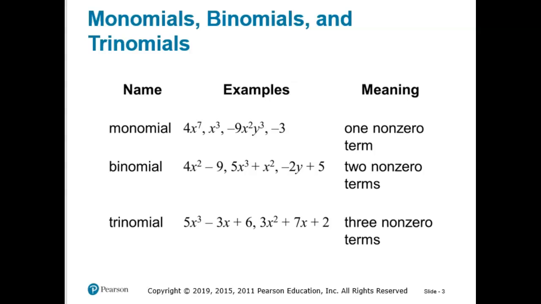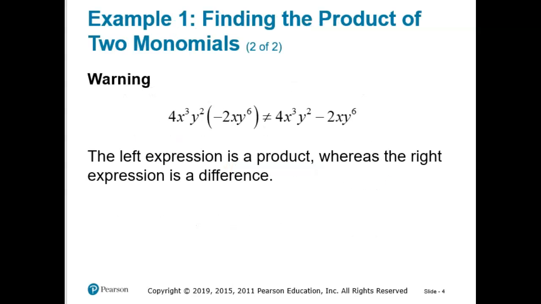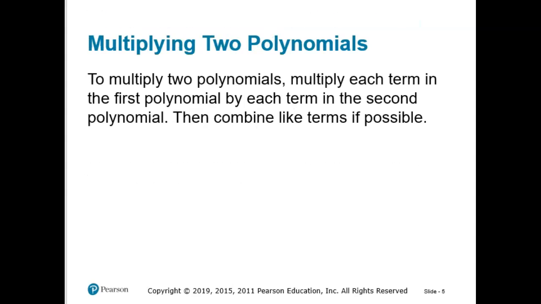Monomials, binomials, and trinomials. They're just exactly what you would expect: one term, two terms, and three terms. Now, finding the product of two monomials means that you just need to multiply the numbers and the like variables, and you know that when you're multiplying like bases, you add the exponents. So nothing new here when you're doing monomials.